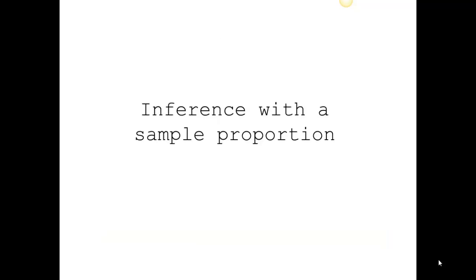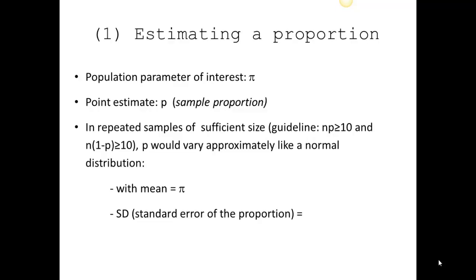Let's talk about inference with a sample proportion. This will be much quicker as it's exactly the same as with a sample mean, except we're substituting a different type of point estimate and we're also using a different standard error. Again, we have the same logic as for a mean. Define the parameter of interest, and this time we call it pi. That's a Greek letter that tends to be used to denote a population proportion. And then we have our point estimate p, that's the proportion we observe in the sample.